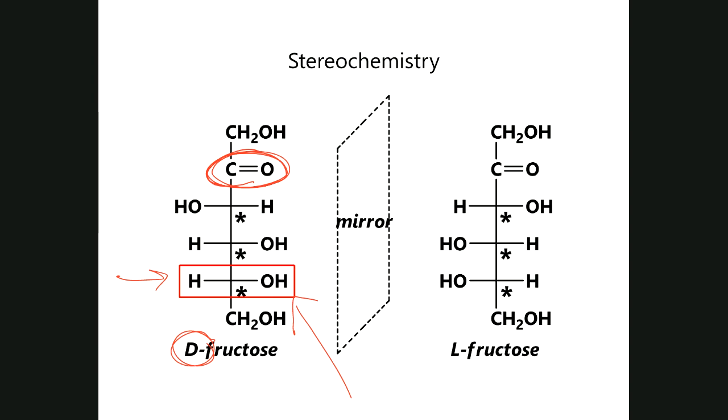So again, notice this is the opposite, this is the opposite, this is also the opposite. This is the one that defines the L version of the sugar, and everything has been inverted. Any other possibility of a change in which only one, but at least one, but not all, you can call them diastereomers. If it's one and only one, then you can call them epimers.